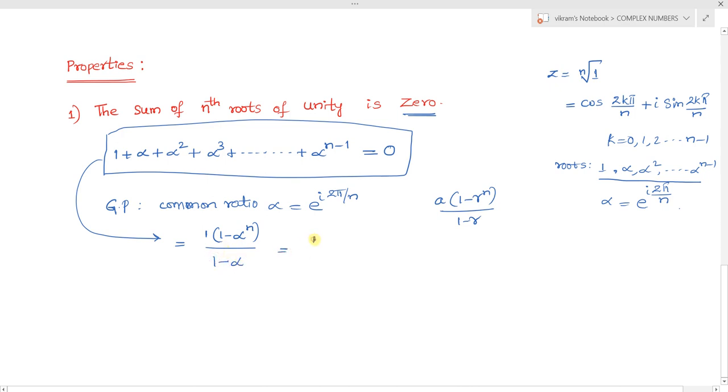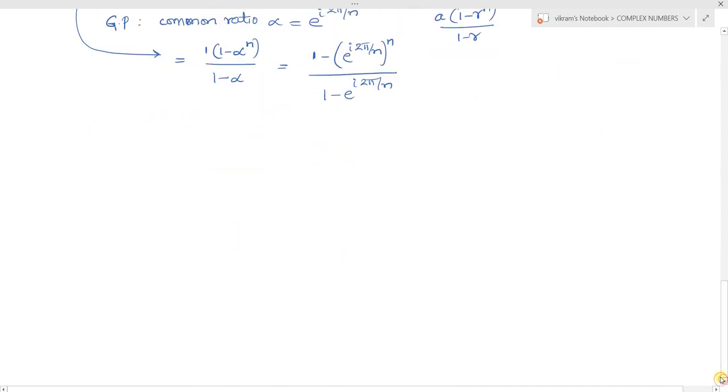Now if we simplify this, it can be written as 1 minus e power i times 2 pi by n, power n, by 1 minus e power i times 2 pi by n. If we simplify over here, what do we obtain? We obtain 1 minus e power i times 2 pi, since n cancels out, by 1 minus e power i times 2 pi by n.